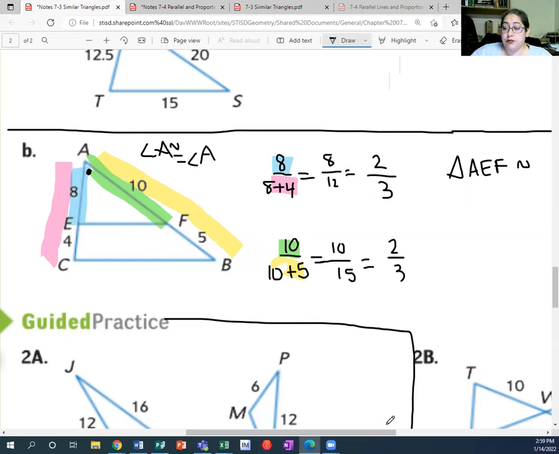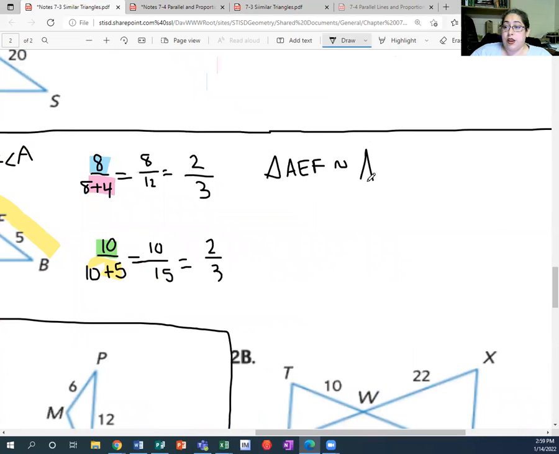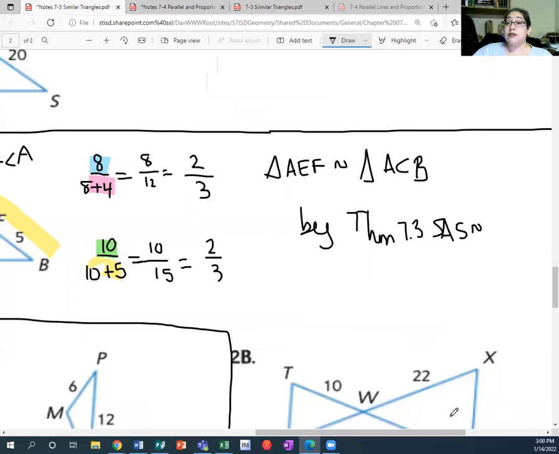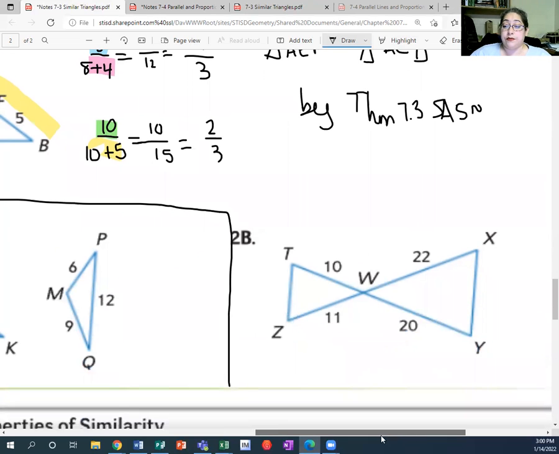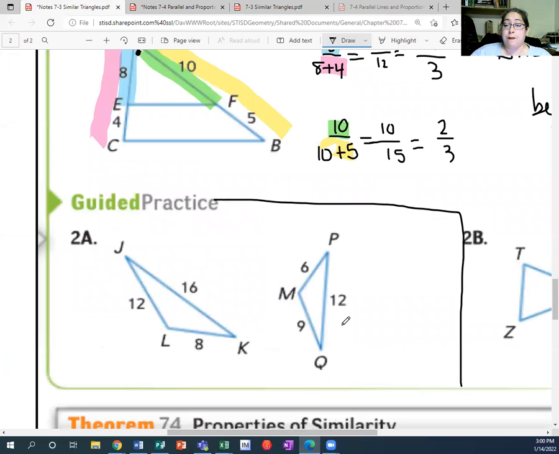Triangle AEF is similar to triangle ACB. And the reason, because this has an explain your reason, is by theorem, I think the number was 7.3, the side angle side similarity theorem. Questions? No questions, nods that it makes sense. Awesome. Let's look at 2A.